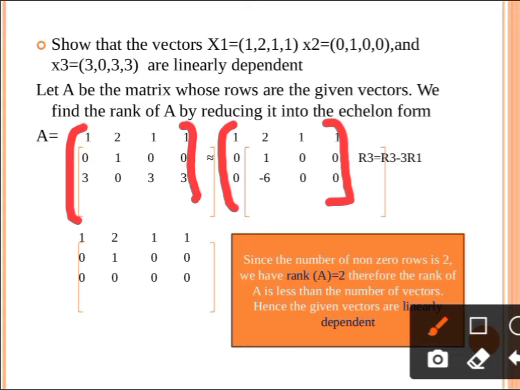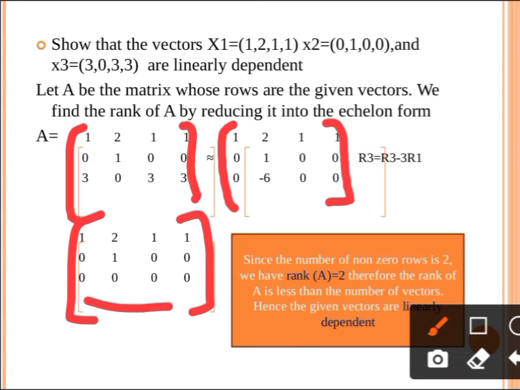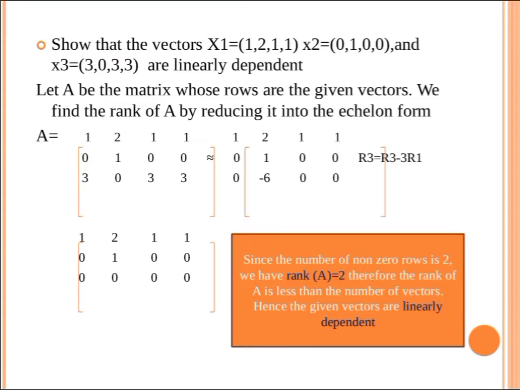Okay, then what we have done is R3 is equal to R3 minus 3R1, and we just do this process and finally we got the answer 1, 2, 1, 1, 0, 1, 0, 0 and 0, 0, 0, 0. The last row is completely 0, and here we have two non-zero rows, that is first and second. These are the two rows with non-zero values. So here the rank of this matrix is 2. Right, therefore the rank of A is less than the number of vectors. Hence we can say the given vectors are linearly dependent.